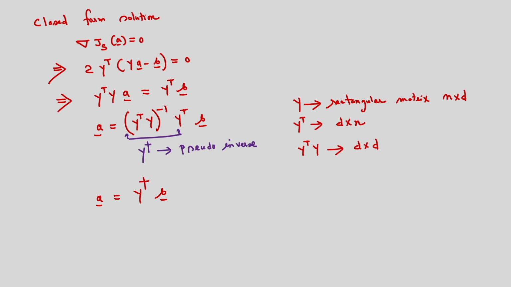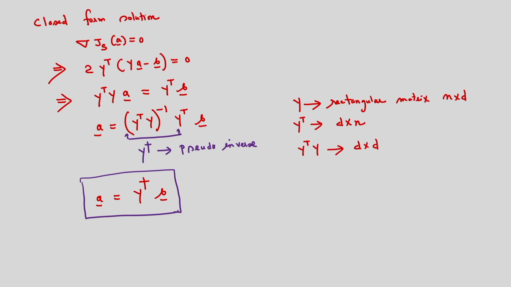This pseudo inverse is the same as the regular inverse for a square and non-singular matrix. That concept you already know, so I am repeating this. The pseudo inverse is the same as the regular inverse for a square and non-singular matrix. In this case you can see Y transpose Y is a square and non-singular matrix. So we can determine the inverse, and we can determine the weight vector A like this: A is nothing but Y pseudo inverse B. That is the expression for A, the weight vector.